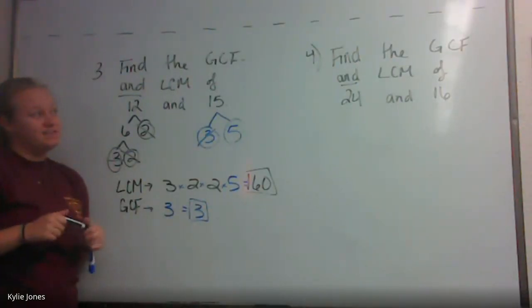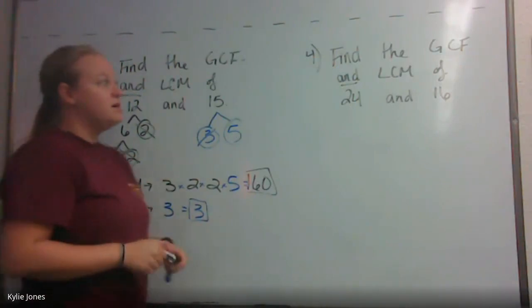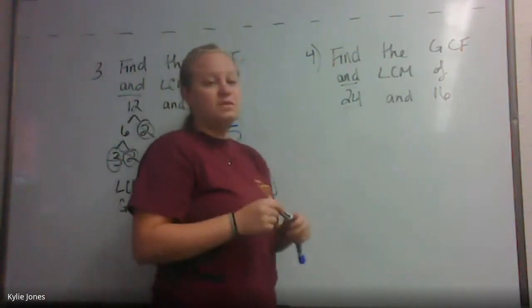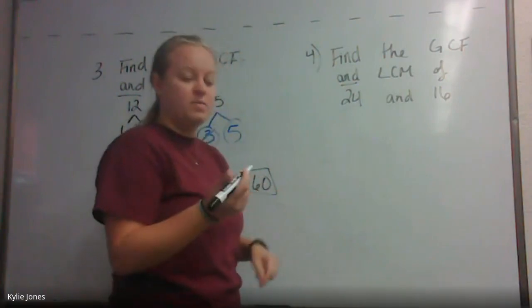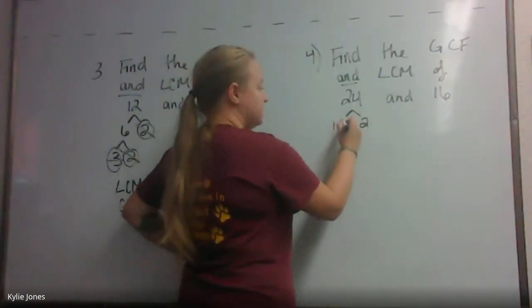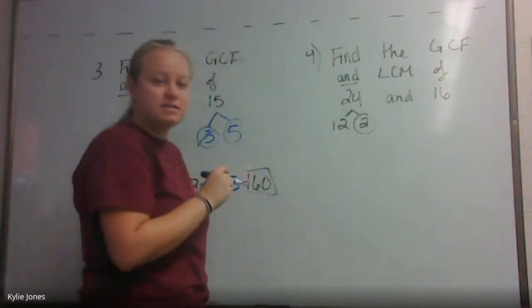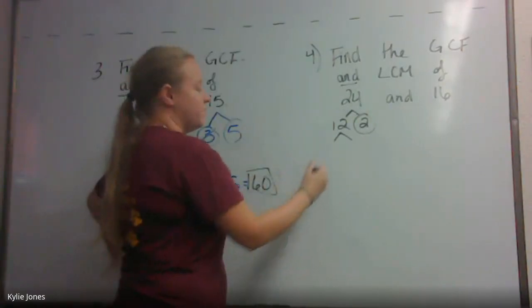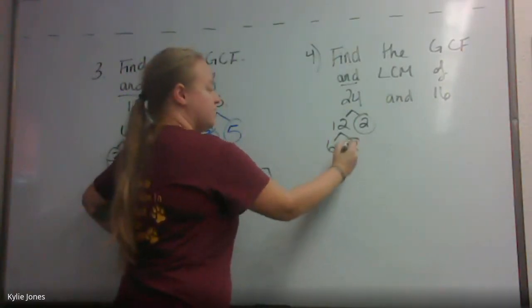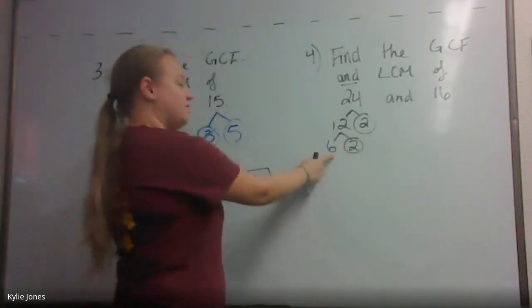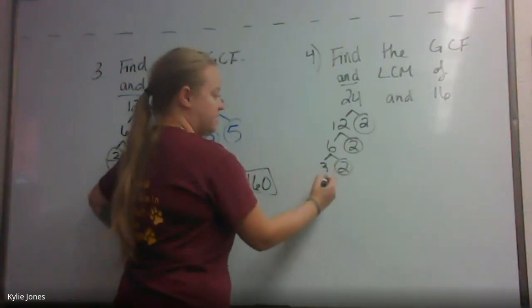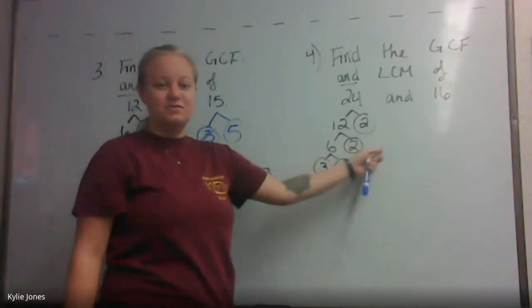This time we're finding the GCF and the LCM of 24 and 16. Let's start with 24. Let's do our factor tree. What numbers multiply to 24? 2 and 12. We know we can circle the 2. What else? 2 and 6. We need to see what goes into 12, which is 2 times 6. Again, we can circle the 2, but we need to figure out what goes into 6. 2 and 3. Circle the 3. Good.